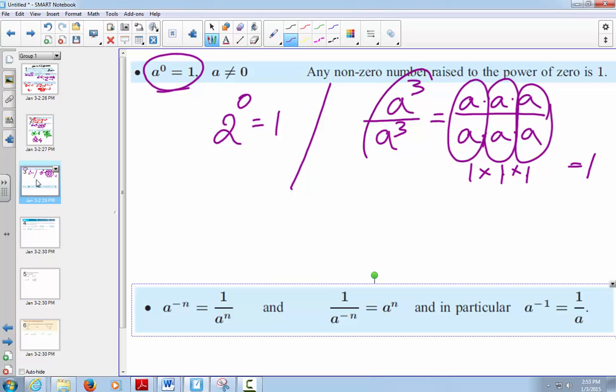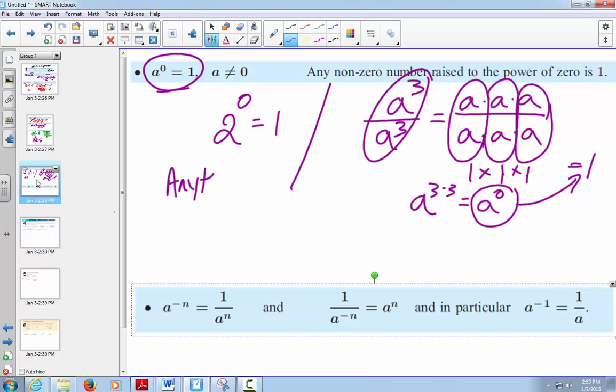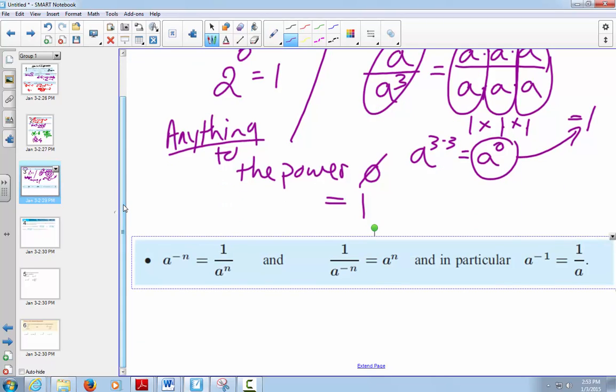Which up here, we have a to the 3 minus 3 equals a to the 0. A to the 0 equals 1. So anything to the power 0 equals 1. Anything.